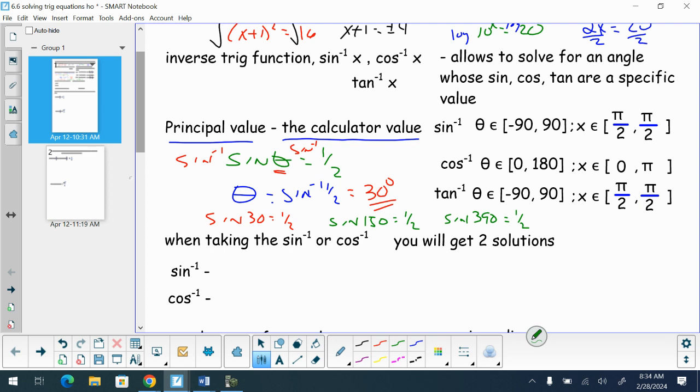Well, we got one solution from the calculator of 30 degrees, which is a correct solution. But there's an infinite number of solutions that you can come up with for sine of theta equal to 1/2. I can just continue to list values here that will give us a value of 1/2. So the calculator gave you one, but how do we get all of that infinite number of values?